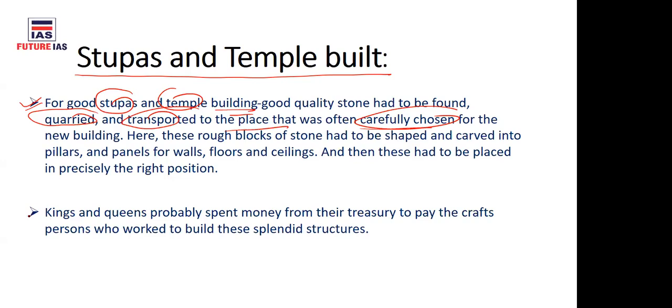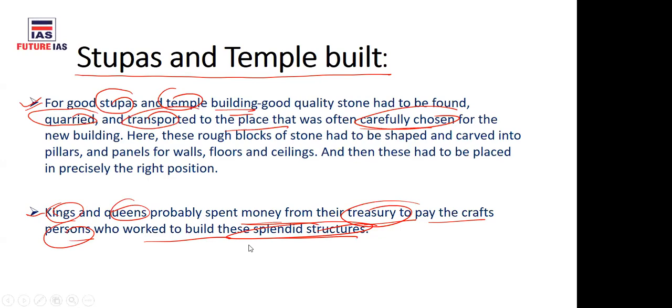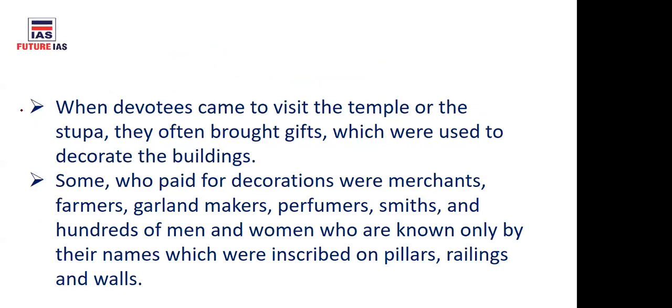And the kings and the queens who used to be there spent a lot of money from the treasury to pay the craft persons who worked to build these splendid structures, right? So such splendid structures are in the form of stupas or temples. They were paid from the treasury for making such a splendid and fascinating structure during the ancient period of time.